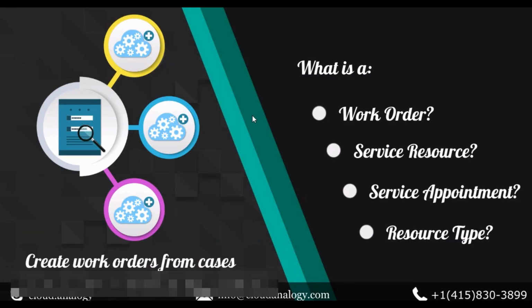So, we have 4 major building blocks, as I can say: work order, service resource, service appointment, and resource type. So, let's get down to each one of them one by one. So the first one is work order. Work order basically represents the task to be done in the field service. Okay, so each work order is assigned a service resource who will work upon it.